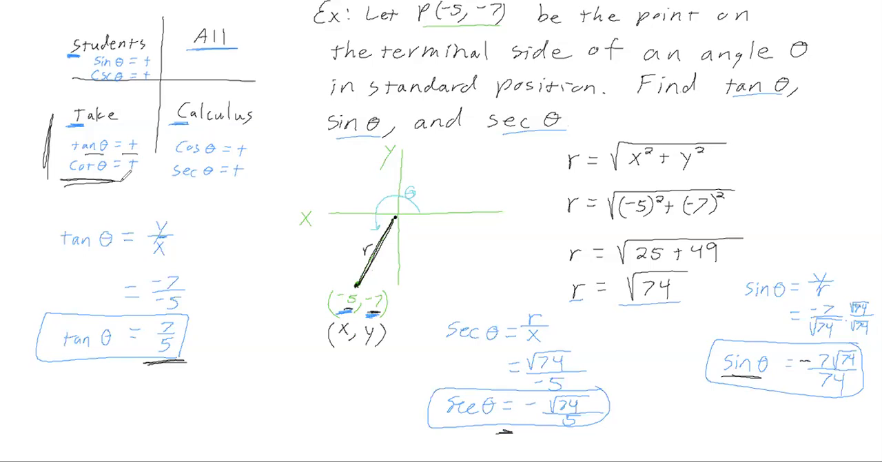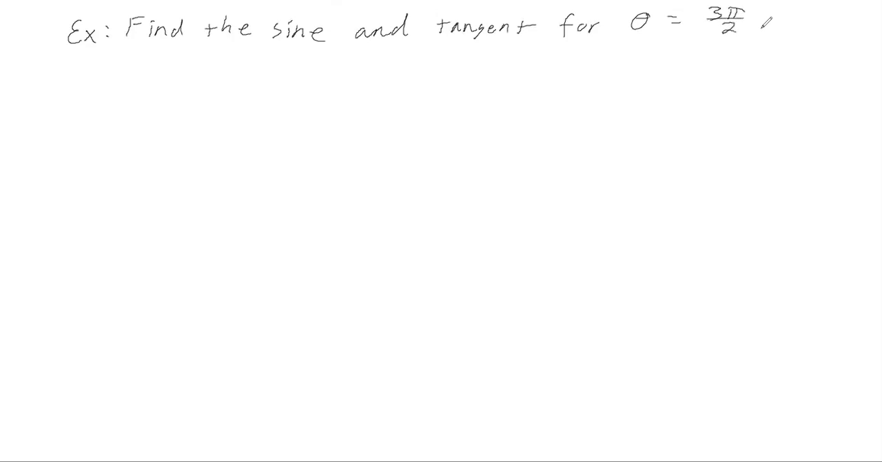Now I want to look at something we call quadrant angles, okay? Suppose we have, find the sine and tangent for theta is equal to 3 pi over 2.